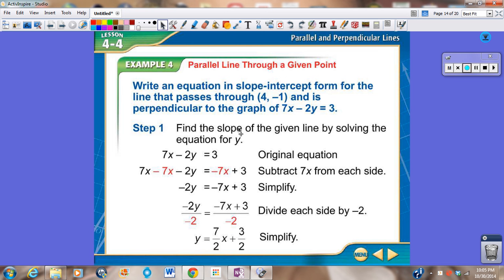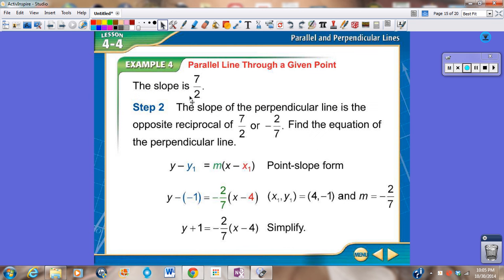Okay. So the first thing you do is you find the slope of this line by solving for y. So they subtracted 7x from both sides, divided through by -2, and so they got y equals 7/2 x plus 3/2. So if you look at that, your slope is 7/2. Okay. Now, again, they say the slope of the perpendicular line is the opposite reciprocal of 7/2. Flip it, change the sign, and that's how they get the new slope.